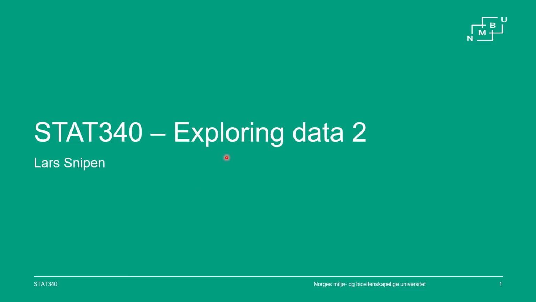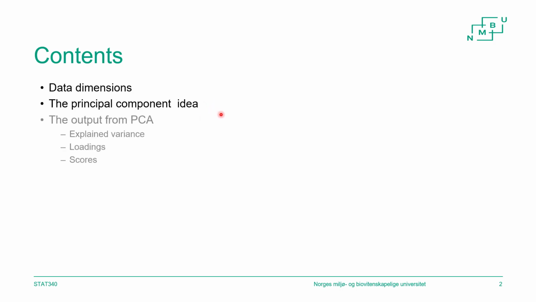So let us continue by exploring data, and in this module we will look mostly at principal component analysis, but it's still about how to explore data. So this week's content: data dimensions. I have to say a few words about this because this is really important. Then the principal component idea. What is this, and what is the thinking behind it?